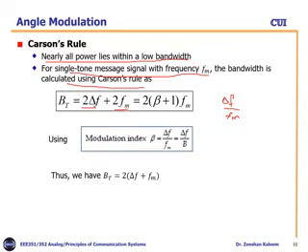So delta F over FM becomes beta. Here, when you take out FM, it becomes 1. Then 2 is also common, so 2 beta plus 1 times FM. So using the modulation index, beta equals delta F over FM.